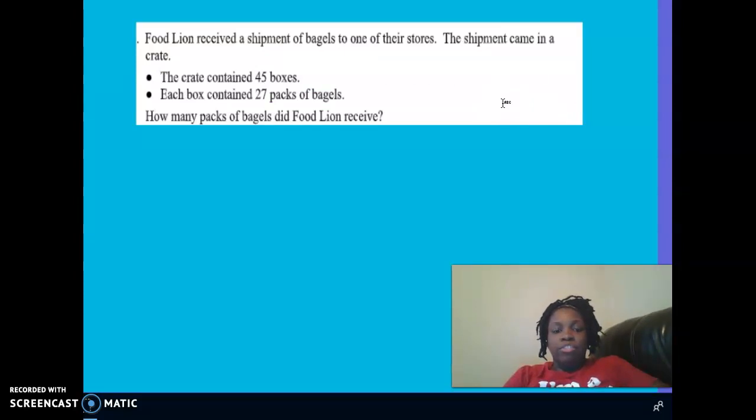Food Lion received a shipment of bagels to one of their stores. The shipment came in a crate. The crate contained 45 boxes. Each box contained 27 packs of bagels. How many packs of bagels did Food Lion receive?